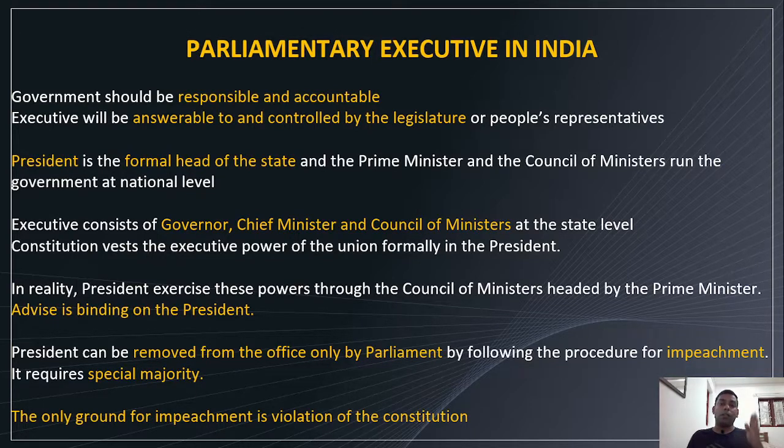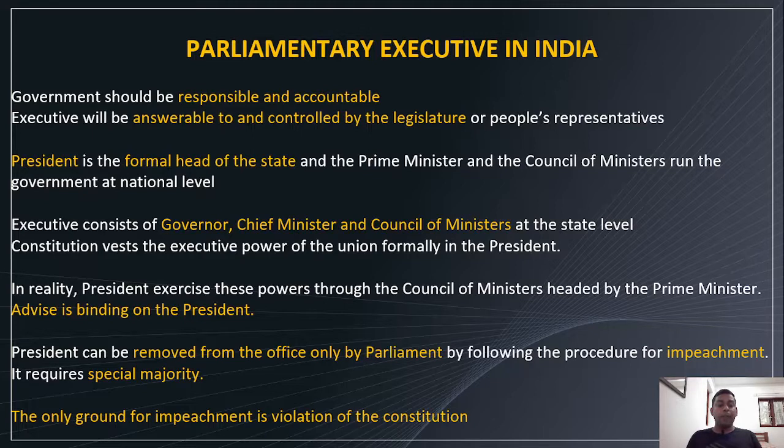The president cannot have his own decision in every matter, because the council of ministers headed by the prime minister gives advice that is binding on the president. The president has to do it. That's the very logic of it. Binding means the president has to do it, right? He has no other option. Yes. Not on all matters. Please note this point, not on all matters.